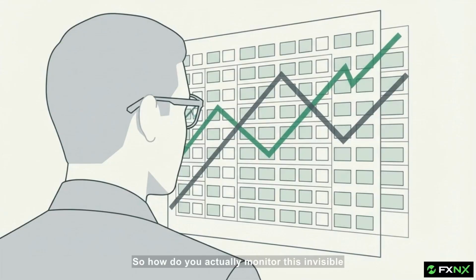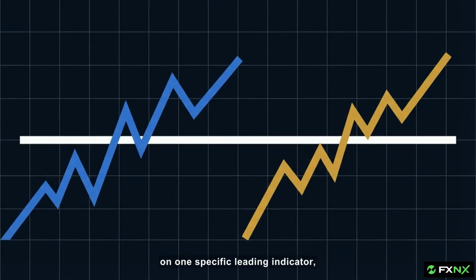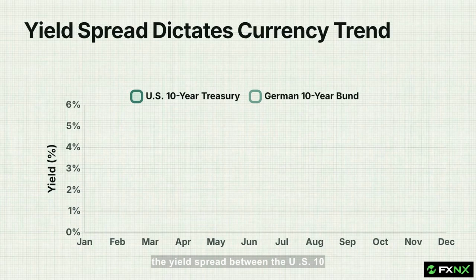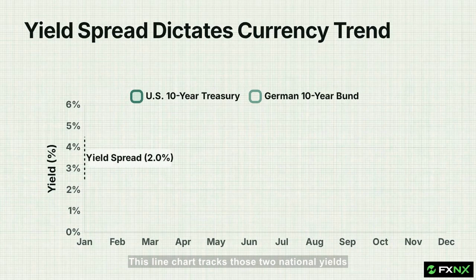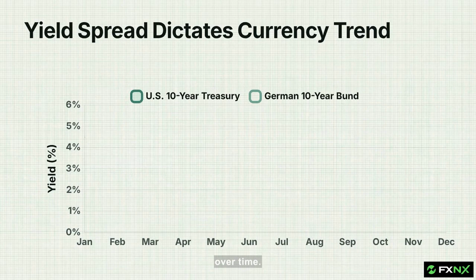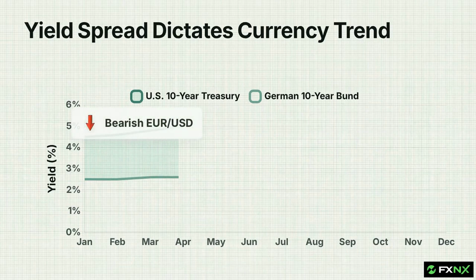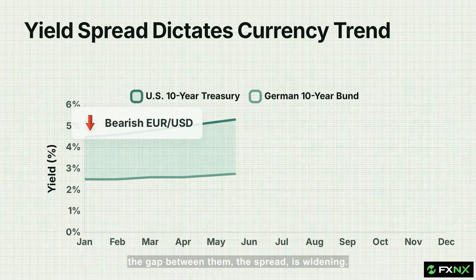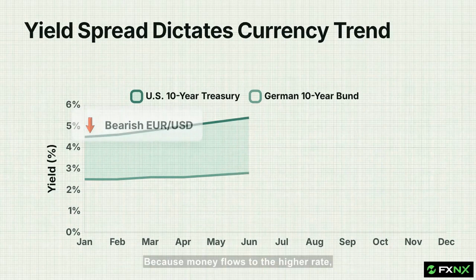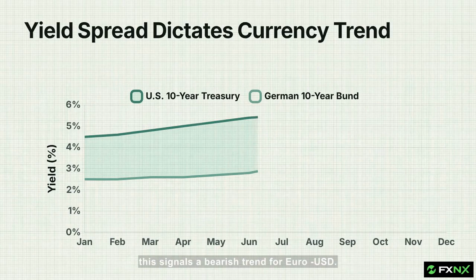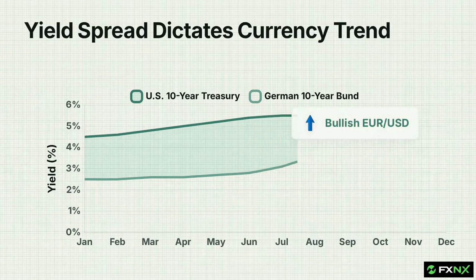So how do you actually monitor this invisible war for capital on your own screens? For the euro-dollar pair, you focus on one specific leading indicator: the yield spread between the U.S. 10-year Treasury and the German 10-year bond. This line chart tracks those two national yields over time. If the U.S. yield is rising faster than the German yield, the gap between them, the spread, is widening. Because money flows to the higher rate, this signals a bearish trend for Euro-USD.